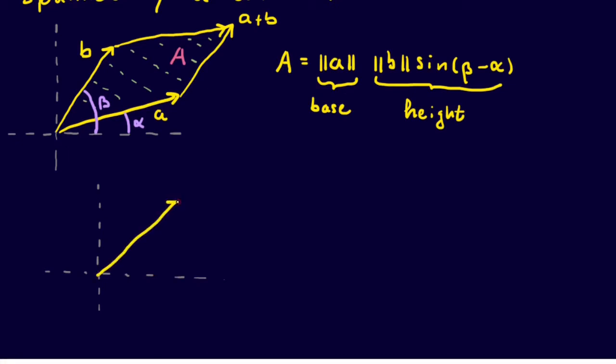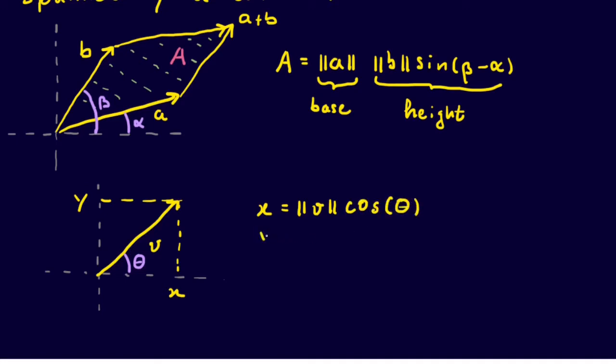So if I have any vector v, then I can consider its x component and its y component, and I can look at the angle with the x-axis. And then the x component is given by the length of v times cosine theta, and the y component is given by the length of v times sine theta. So this is a useful thing to know about vectors in general. And now we apply these formulas to our specific situation.